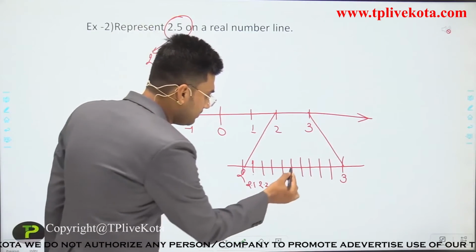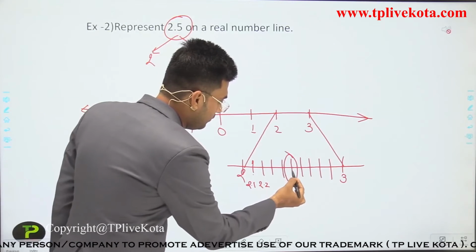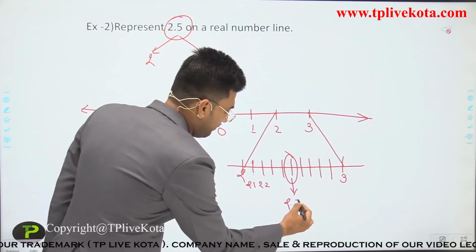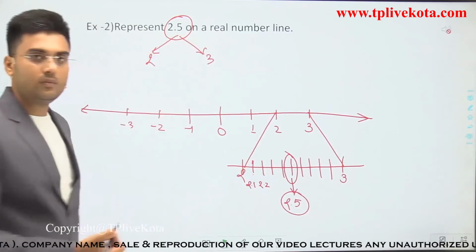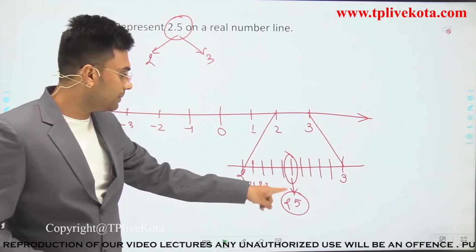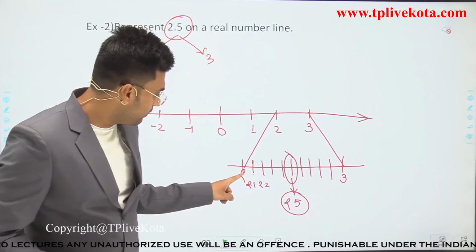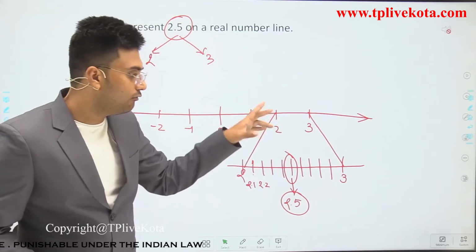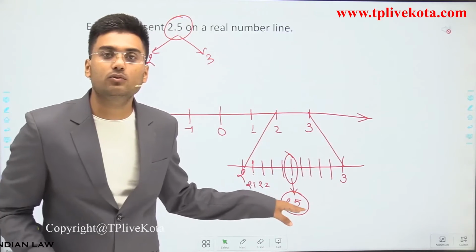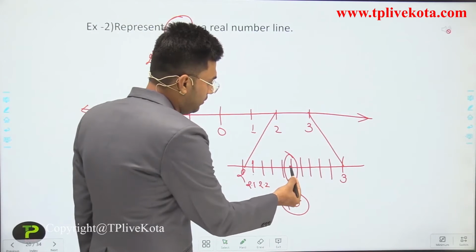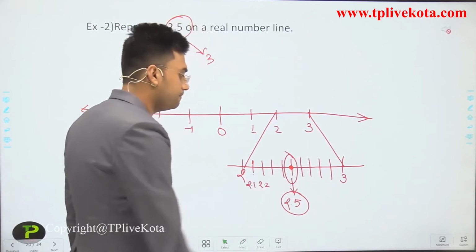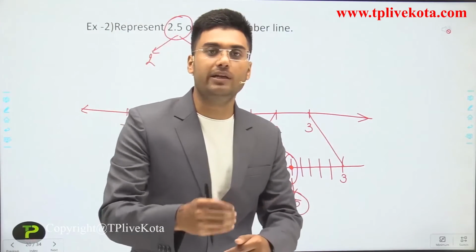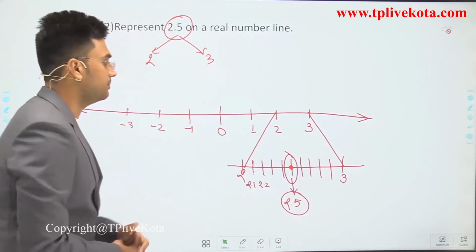So our required number is the fifth mark. This is 2.5. We are required to represent 2.5. So after the 2 it is 2.1, 2.2, 2.3, 2.4, 2.5. So our point 2.5 is represented here. This process is magnification. And what is successive magnification? Let us understand in the next example.